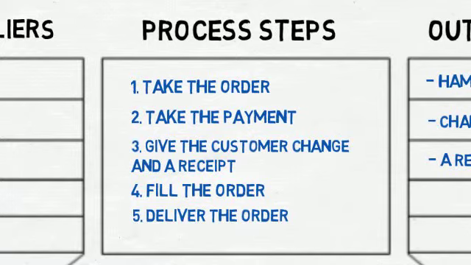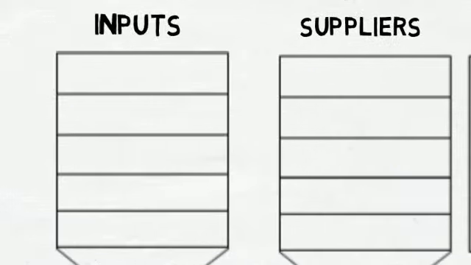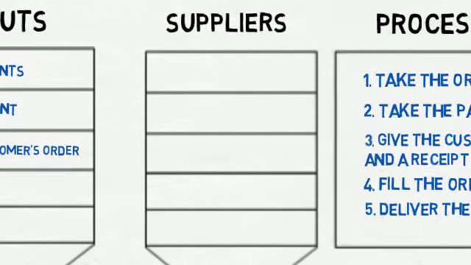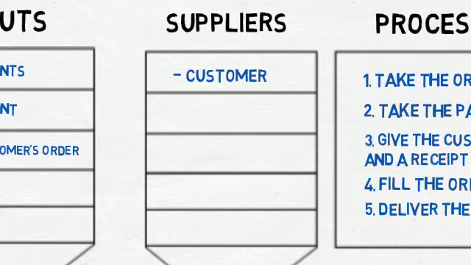Next, define the inputs of the process, or what makes the process start: ingredients, equipment, and the customer's order. Finally, determine the process suppliers, or who supplies the inputs to the process. Note, it is common to have the suppliers and customer on the SIPOC be the same answer.